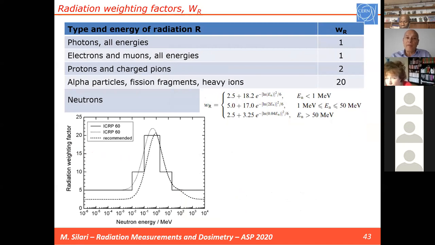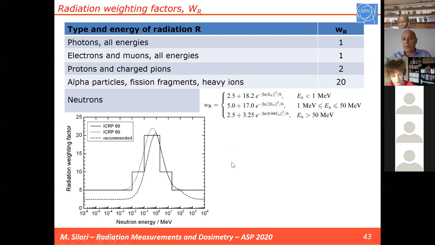So the radiation weighting factor is essentially one for photons, and also one for electrons and muons, irrespective of the energy. It's two for protons and charged pions, to account that protons and charged pions, for the same amount of absorbed dose, cause higher radiobiological damage. And heavily ionizing particles like alpha particles, fission fragments, and heavy ions have a much higher weighting factor of 20. For neutrons, it depends on the energy.